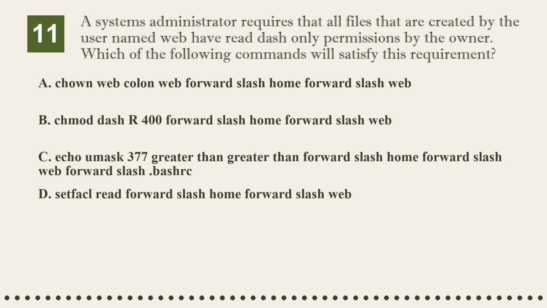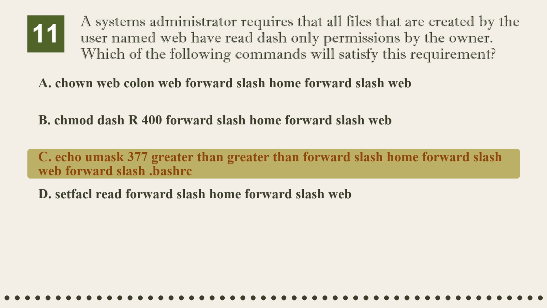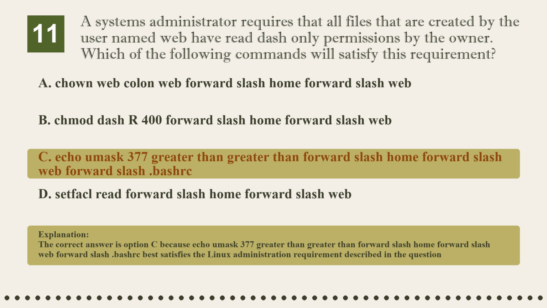Option B, chmod -r 400 /home/web. Option C, echo umask 377 /home/web/.bashrc. Option D, setfacl read /home/web. The correct answer is option C, echo umask 377 /home/web/.bashrc, because echo umask 377 /home/web/.bashrc best satisfies the Linux administration requirement described in the question.